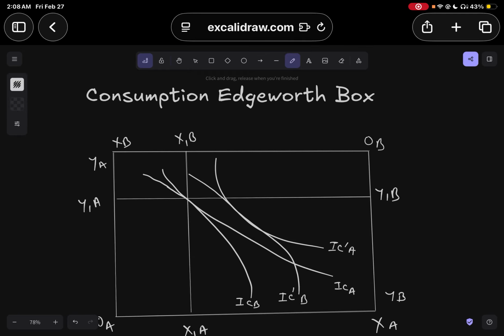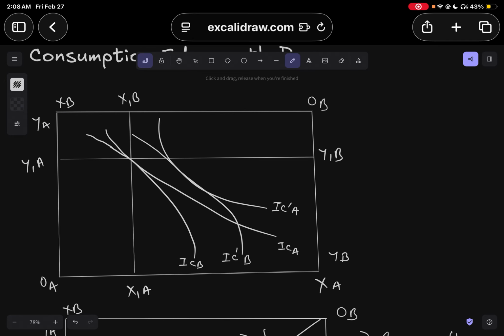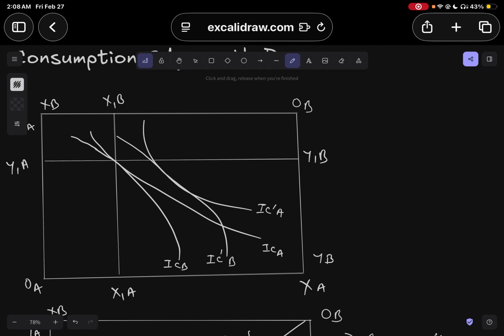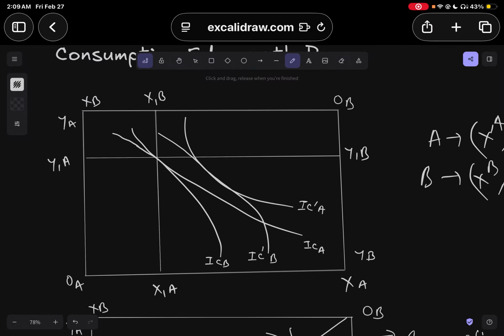So now we start with the consumption Edgeworth box. It is the total amount of X and Y that is available for A and B to consume in the market. A will have some amount of X and Y, XA, YA, and B will have XB, YB amount of X and Y, to initiate exchange such that both of them can maximize the utility. So I already drew the Edgeworth box, and it's quite simple to be honest.